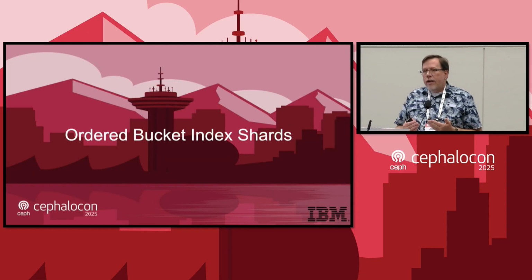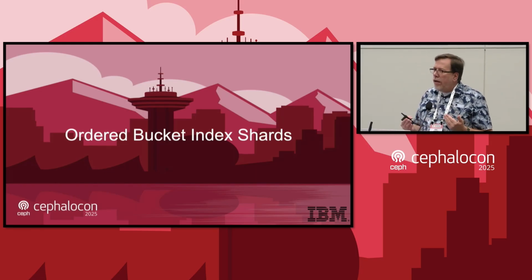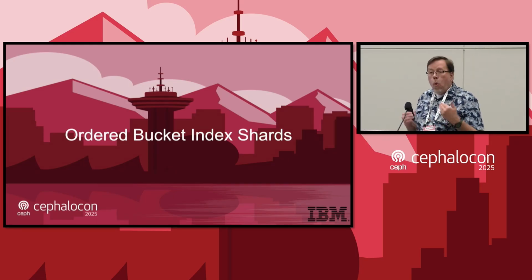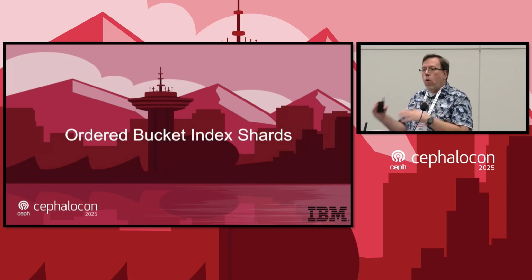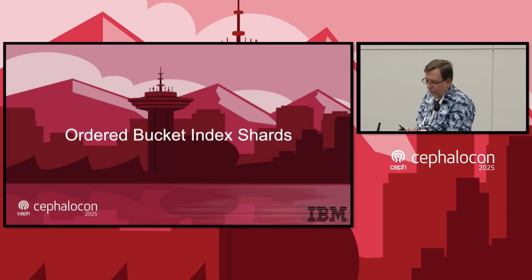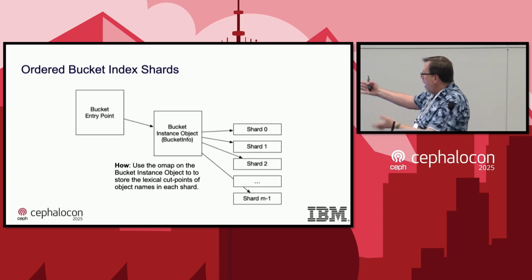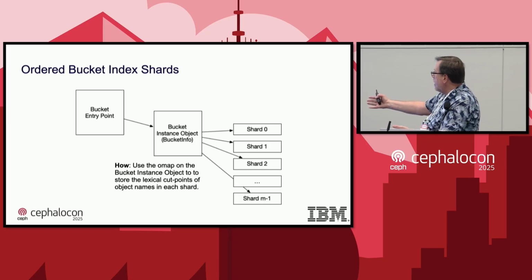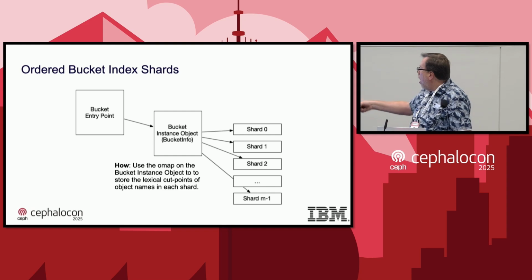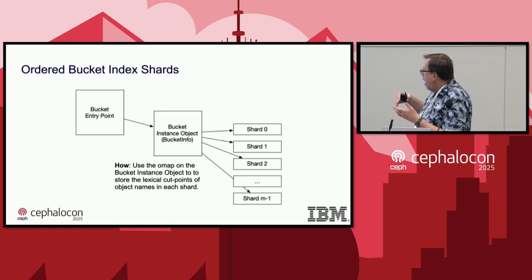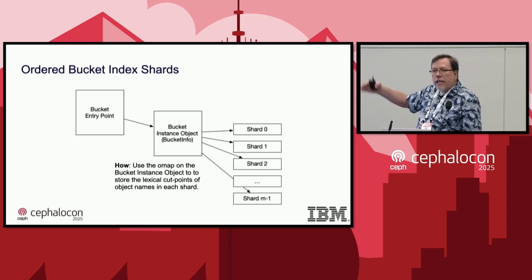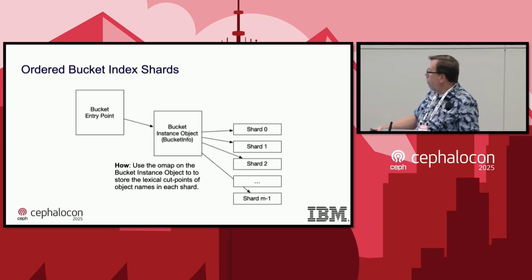So in order to address some of these issues, for a while now, we've wanted to be able to have ordered bucket index shards, okay? And the key difference is that we're now going to maintain the lexical ordering across shards. So again, we have the same basic data structure we've seen previously, but now all of the initial object names lexically appear in shard 0. The next batch go to shard 1, and so forth.